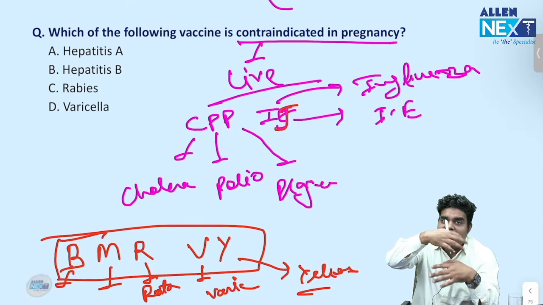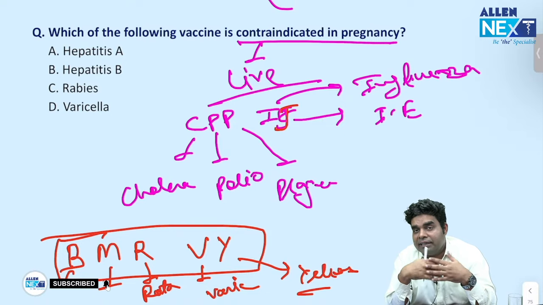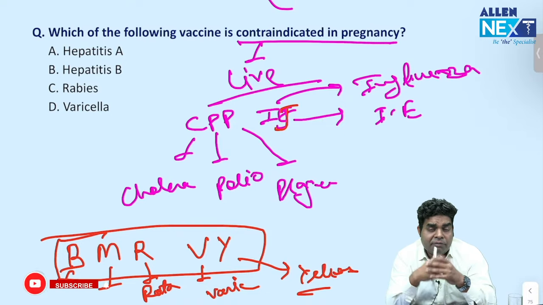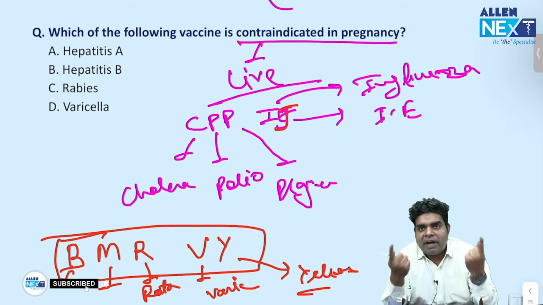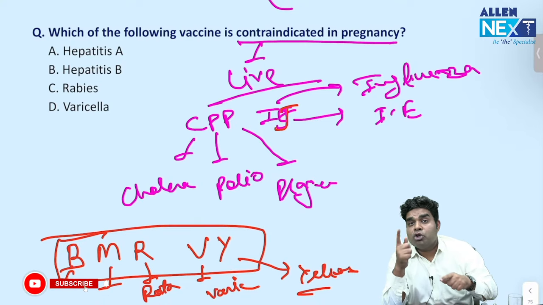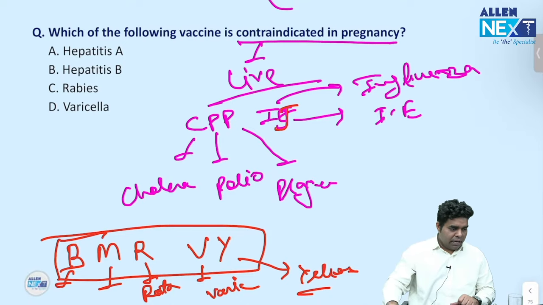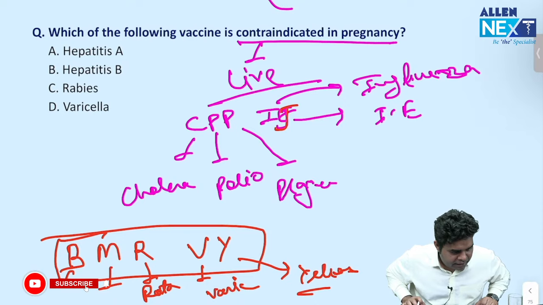So they will change the question, but remember if you know the live, you will not give it in these people. And if they ask in splenectomy and old age, which vaccine is given? In immunocompromised, mostly the reason of death is pneumonia. So we give pneumococcal conjugate vaccine in immunocompromised and old age. Okay, so that is there.